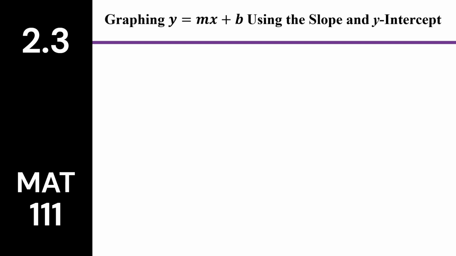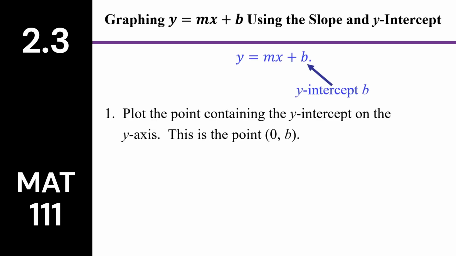One use of slope-intercept form is when we go to graph. There's a nice method we can use. The first step will be to plot the point that contains the y-intercept. Since the y-intercept is the constant in the equation, we can go to the y-axis and, if it's positive, go up that far. If it's negative, we'll go down that far. We can plot that point.